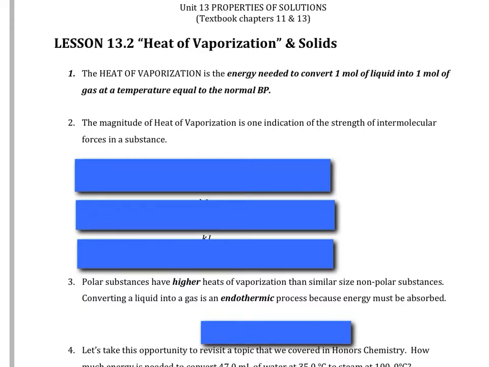This is Unit 13, Properties of Solutions, Lesson 13.2. I found in this project that this was a little too big for just one video, so I've decided to break this up into two videos. First, there will be Heat of Vaporization, and this will be video 13.2. And then the second part of this project will be Solids, and that will be video 13.3.